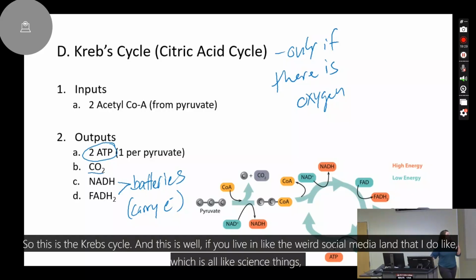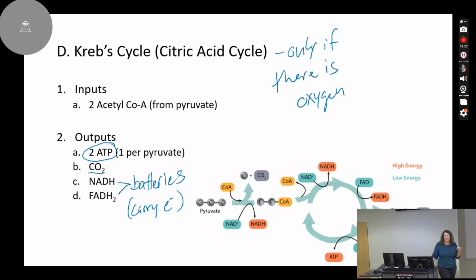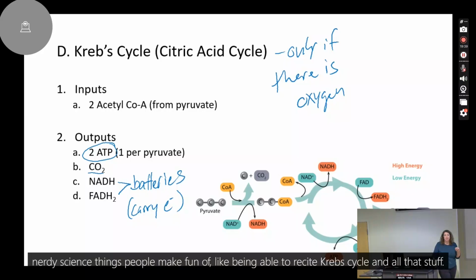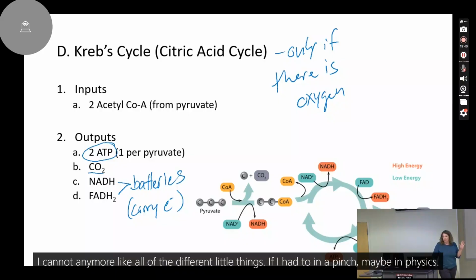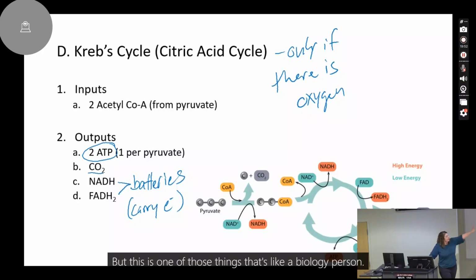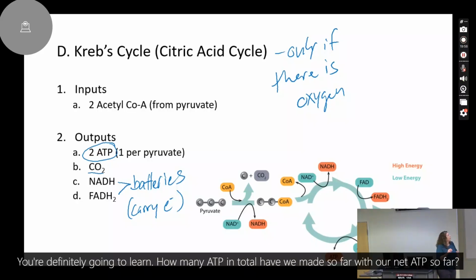So this is the Krebs cycle, and if you live in the weird social media land that I do, which is all nerdy science things, people make fun of being able to recite the Krebs cycle and all that stuff. I cannot anymore, all of the different little things, okay? If I had to, in a pinch, maybe, but it would be fuzzy. But this is one of those things that, as a biology person, you're definitely going to learn.